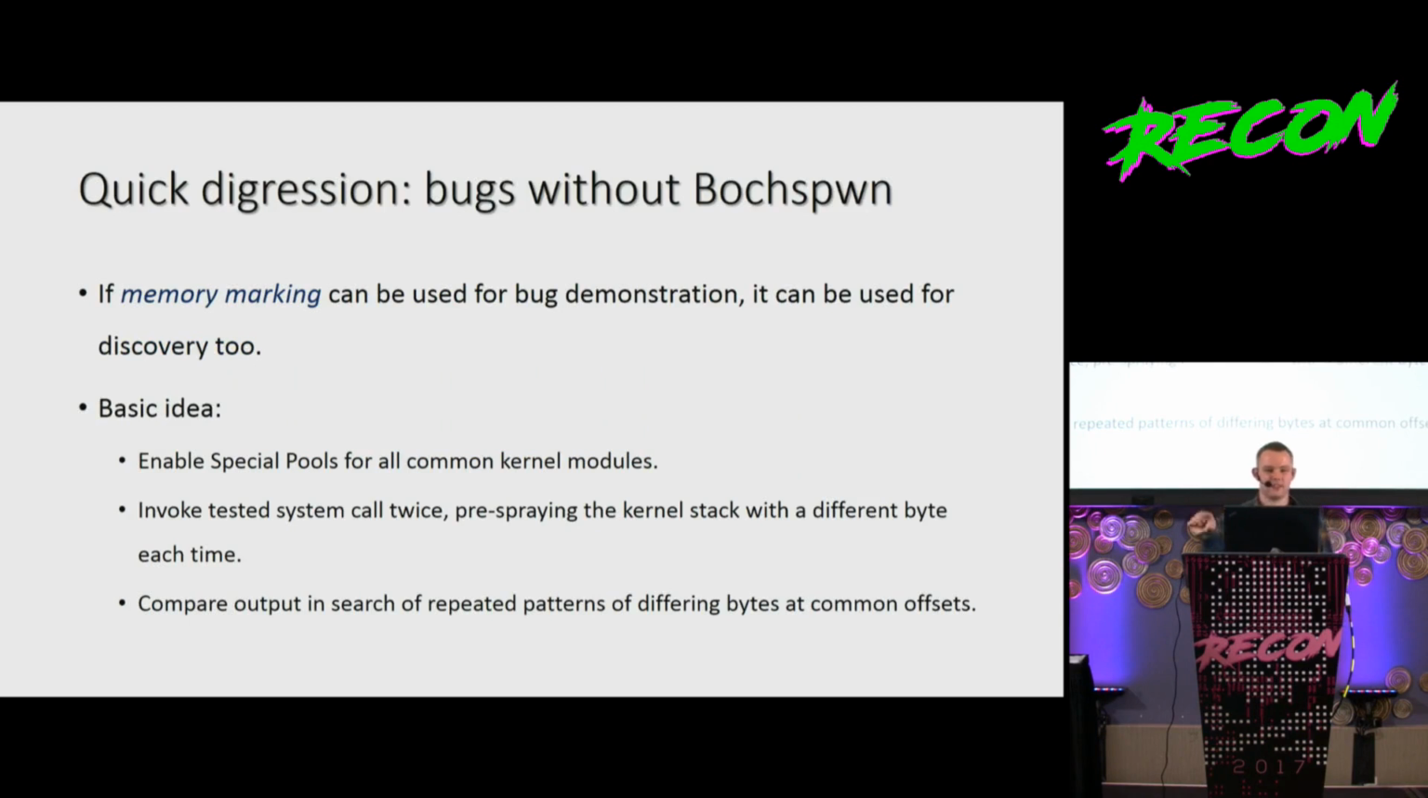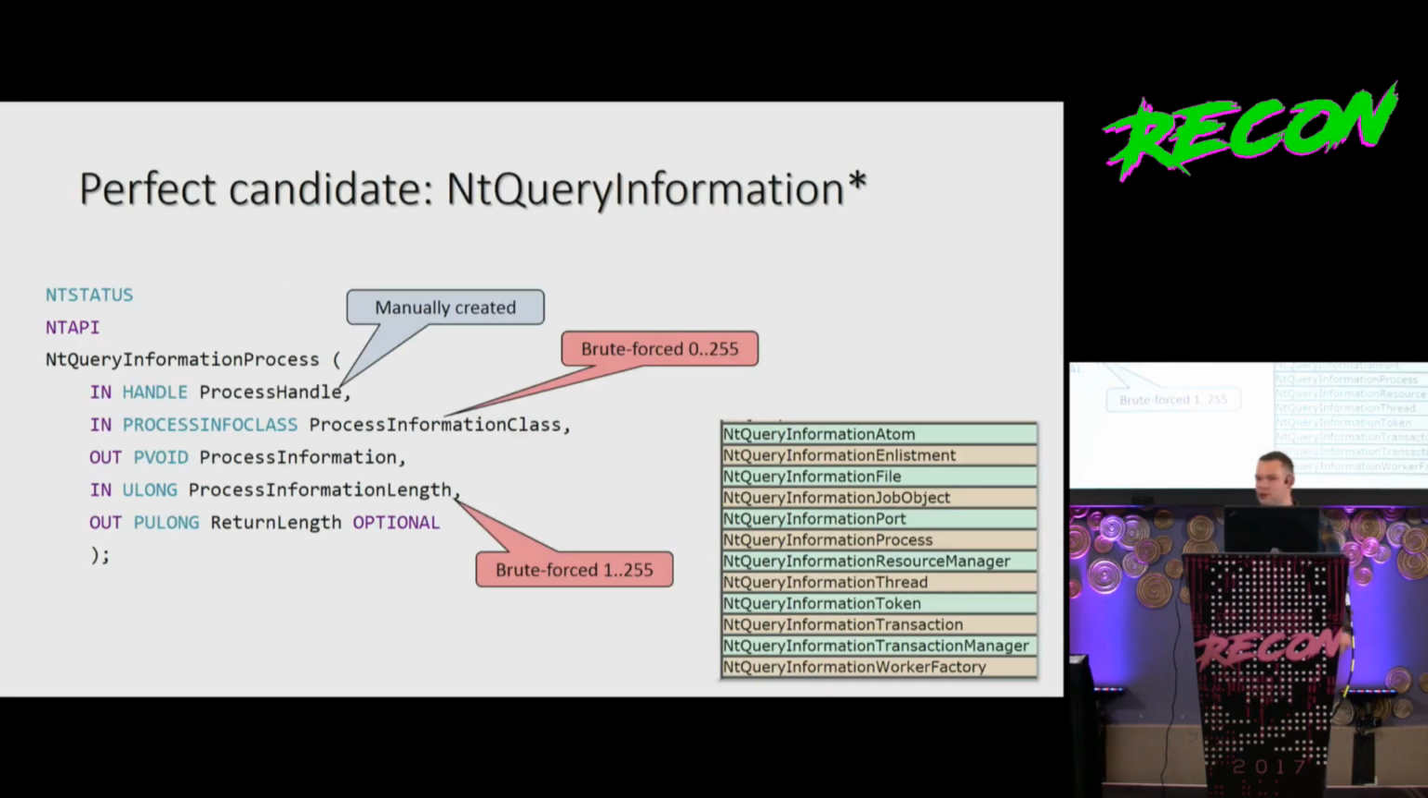And a quick digression from all of this: since this method works for reproducing bugs, it could also be used for finding new bugs. The idea would be to enable special pools for all the kernel modules that we can think of, and then also use kernel stack spraying. Invoke the tested system call twice, pre-spraying the kernel stack with 2 different bytes, and then compare the output of these system calls in search of repeated patterns of differing bytes at common offsets. So this was my idea of how to find some perhaps new bugs, and I found the perfect candidate of a family of system calls that you can do it with.